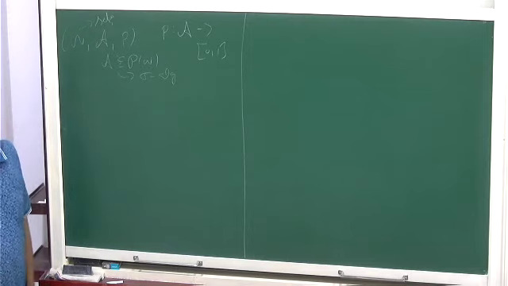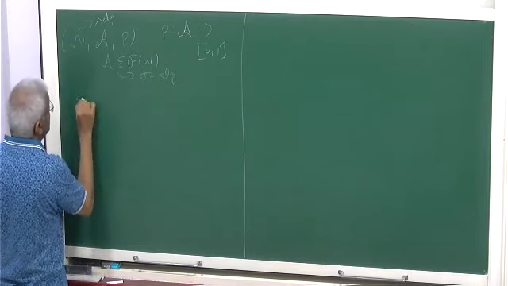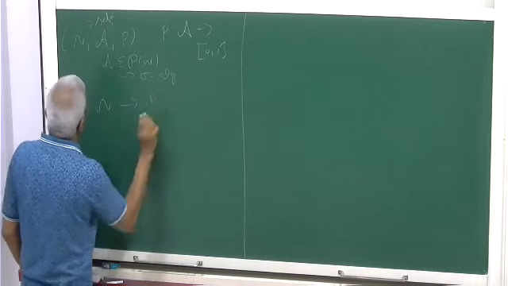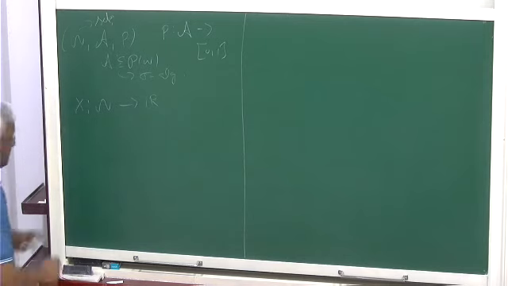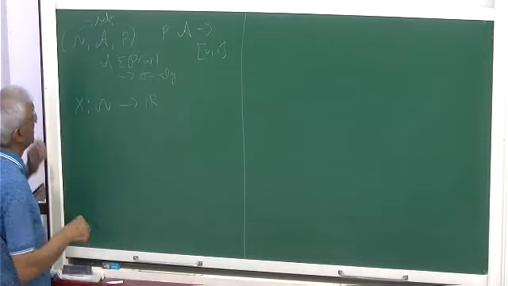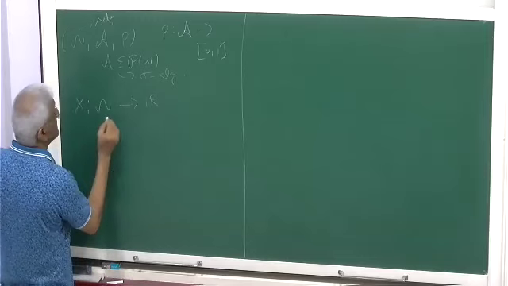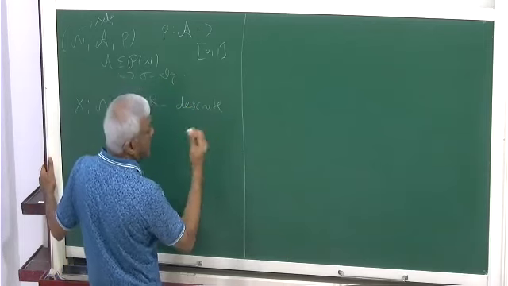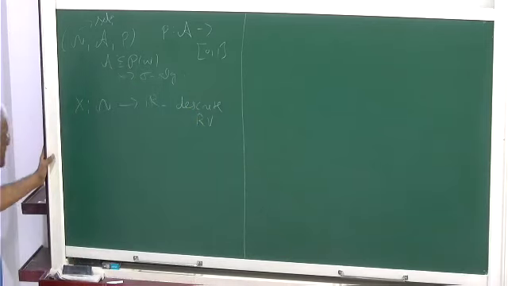So then we define what is called a discrete random variable. A discrete random variable X is just a function from omega to the real line. If omega is finite or countably infinite, we don't need anything more, it's just any function. Otherwise, we need one more condition. It's called a discrete random variable. We will define continuous random variable later. This is the definition of a discrete random variable.